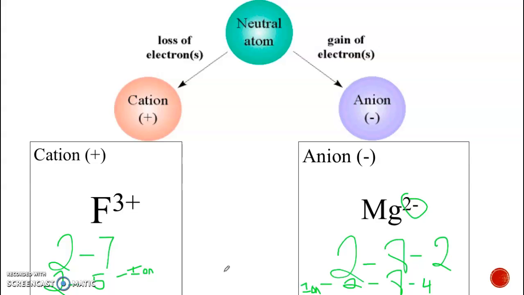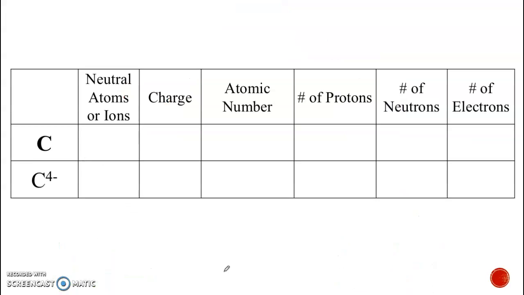So let's go ahead and practice this. It's the best way we know how. So we have carbon, and then we have carbon 4 minus, right? Now remember, I always like to flip it. If minus in the real world means to take away, if I flip it, it actually means to gain, right?